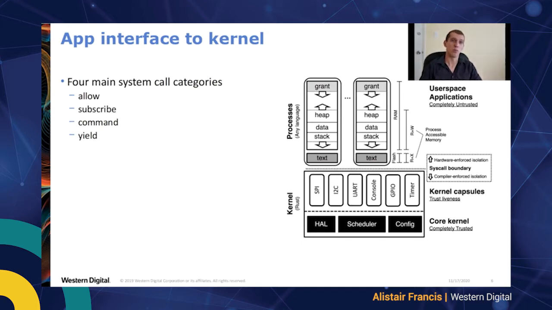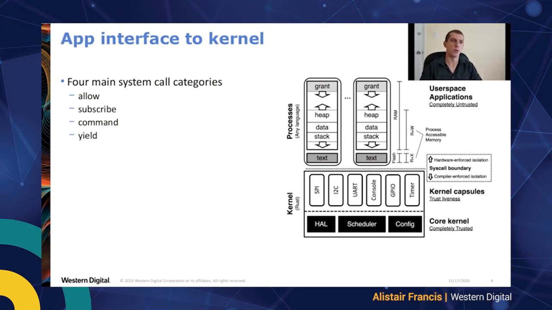So the app will first start off by running allow with a buffer. So for example, if you want to print, you'll hand the kernel a buffer with the allow command, with whatever you want to print, the string. Then you'll subscribe a callback. So like I said, everything's asynchronous, so you want to know when this thing's finished. So you subscribe to a callback. Then you run your command. So your command can be read, write, or something like that.